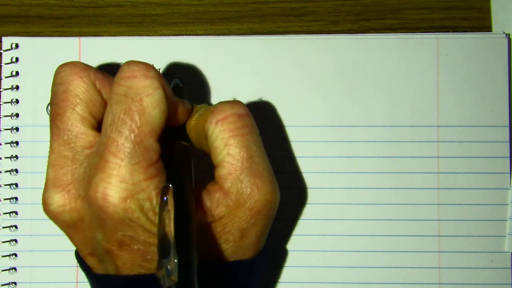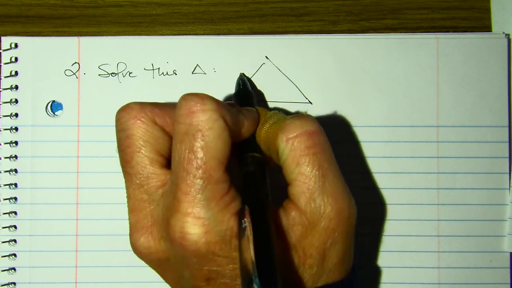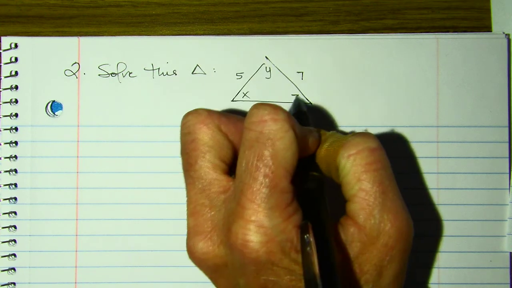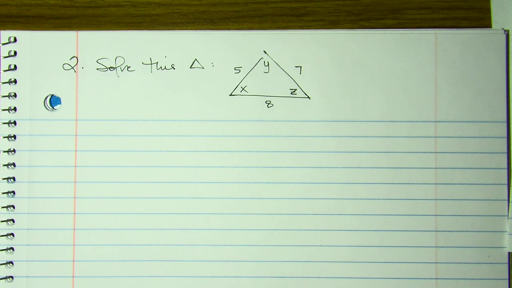So the next one. All right, so we are going to solve the following triangle. So this is 5, 7, 8, x, y, z. All right, so this one is slightly different. I don't know any angle. And I definitely can't start with law of sines because I don't know any pair. Every pair that's across from each other is unknown.